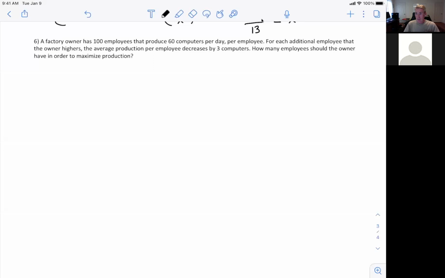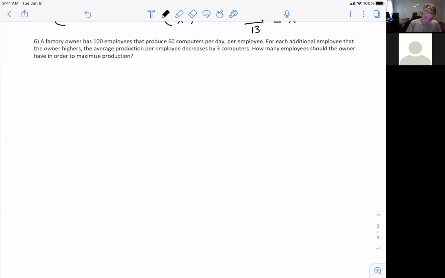Anyway, so you just think, well, keep adding employees. They're going to be even more productive, but eventually they're going to be running into each other. They're not going to be able to be productive. So there must be some magical number of employees you should have.